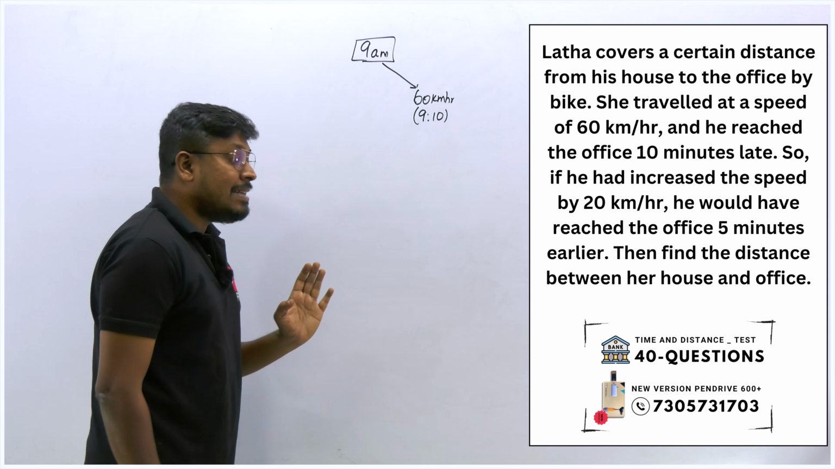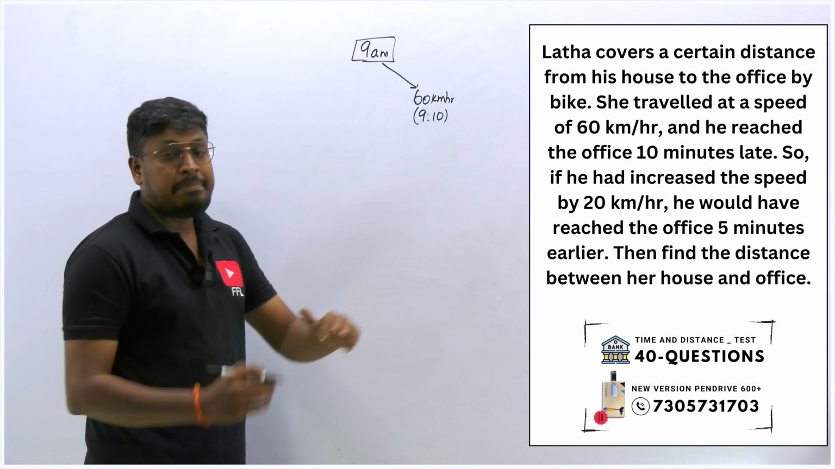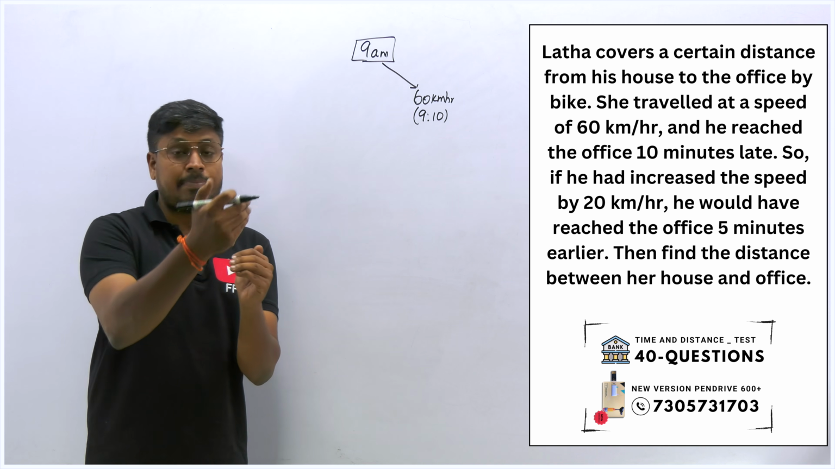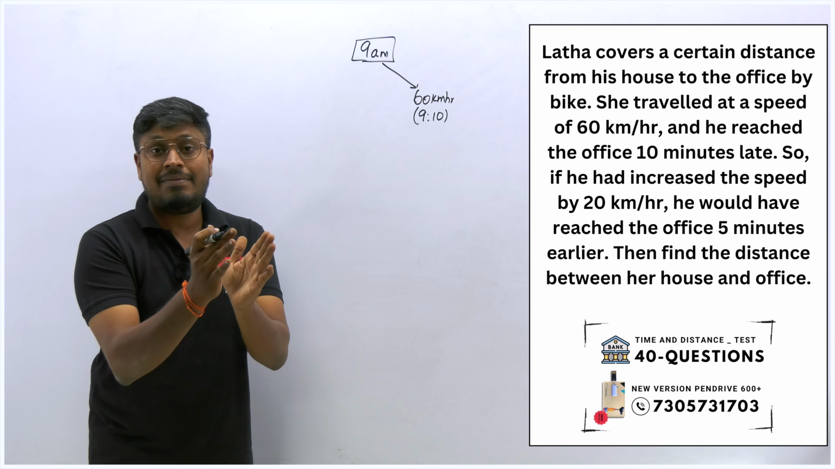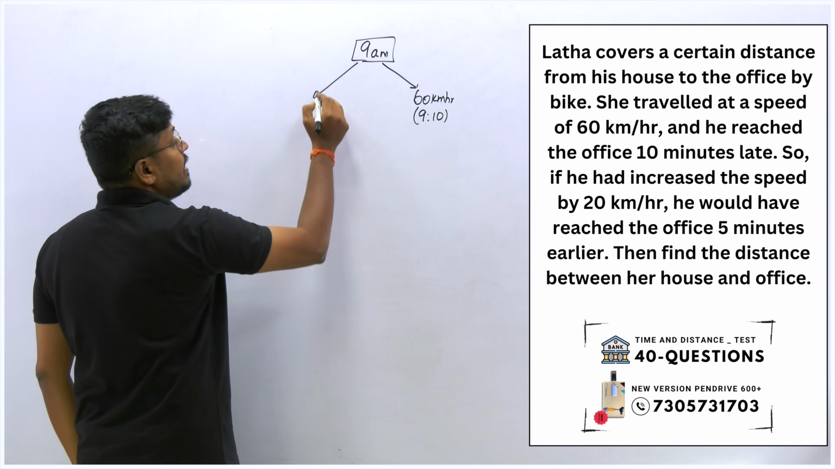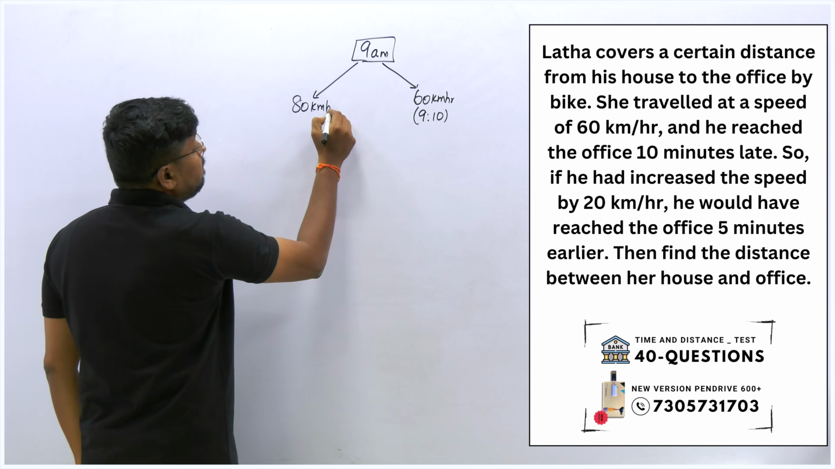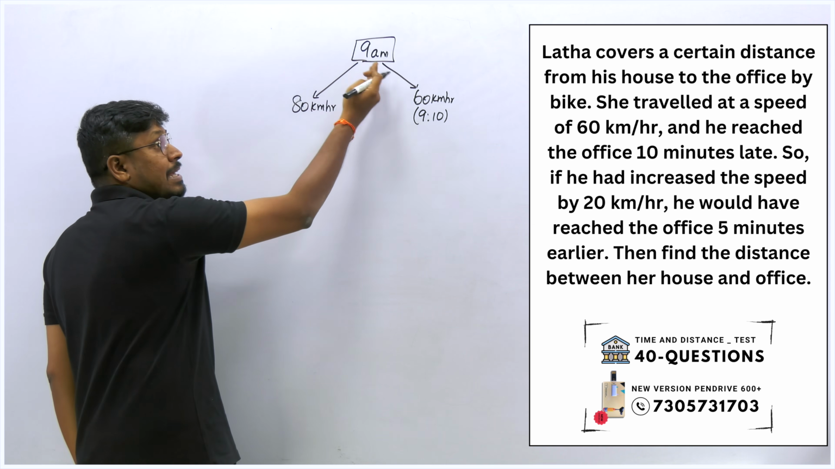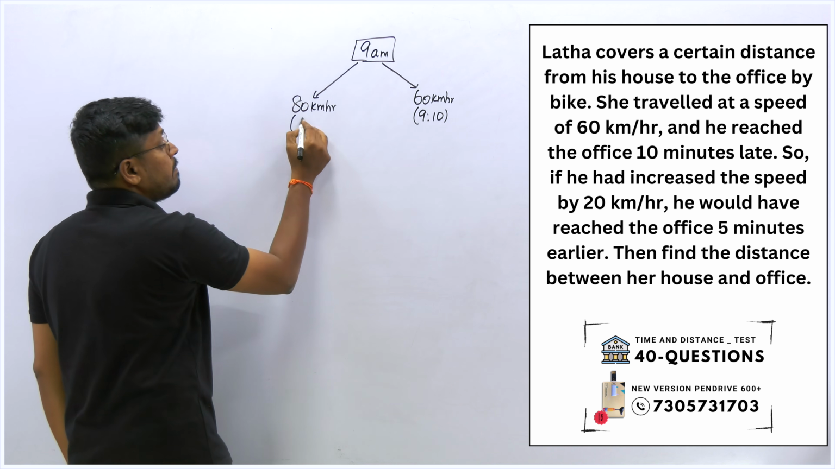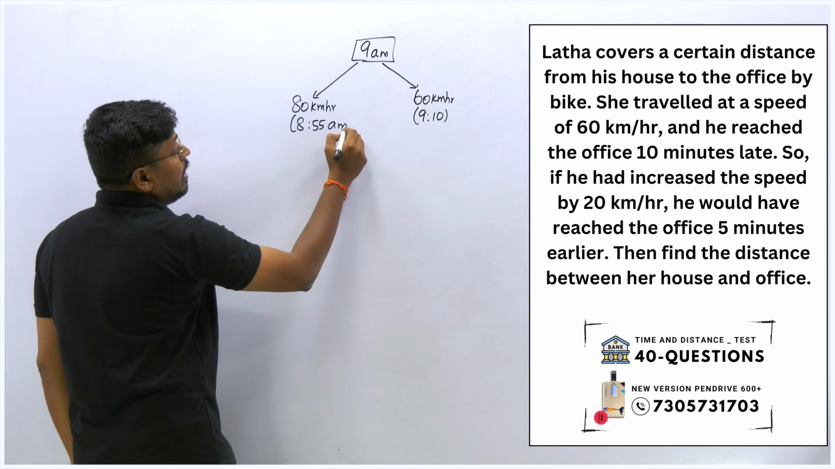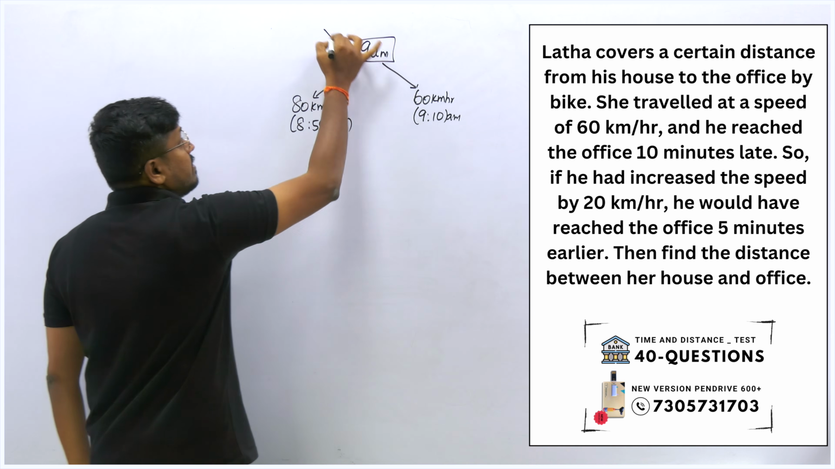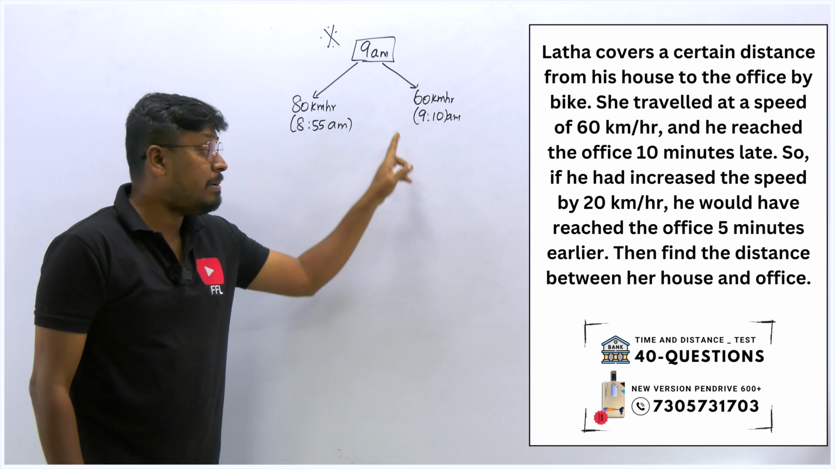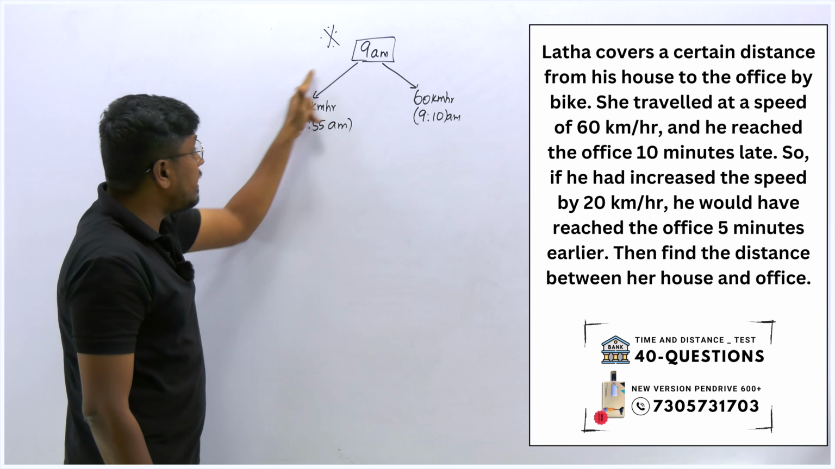Now what is the next data they have given us? If she had increased the speed by 20. Already her speed is 60 km per hour, so 60 plus 20 will be 80 km per hour. In case the speed is 80 km per hour, Lata reaches the office 5 minutes early. The correct time is 9 a.m., but she is reaching 5 minutes early, so she will reach at 8:55 a.m. So understood? This is one of the important things, because this is late and this is early. Some questions will be like late and late, or early and early also, right?